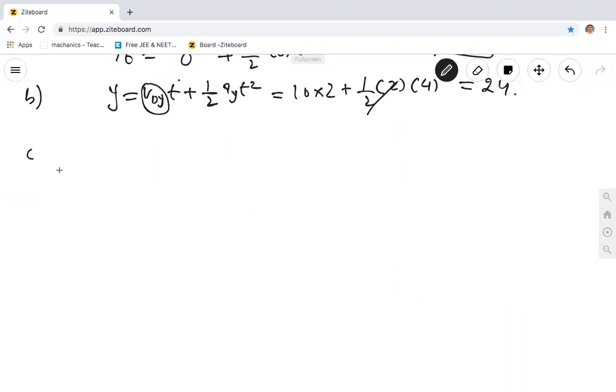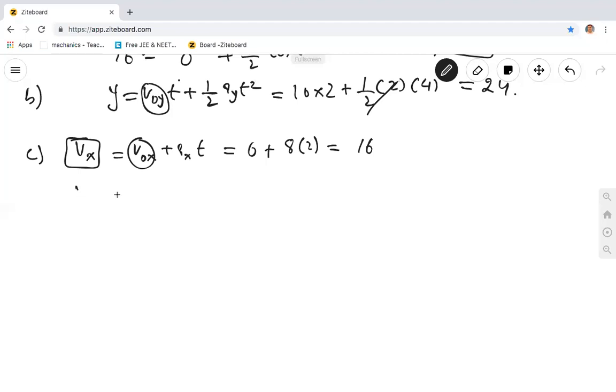Now the C point. What is the speed? Let us find first of all Vx, velocity after 2 seconds, that is V0x plus AX t. Now V0x is 0, AX is 8 into 2, that is 16. Now what is Vy? That is V0y plus AY t. V0y is 10 plus AY, what was AY? 2. That was 2 into 2, that's 10 plus 4, that's 14.